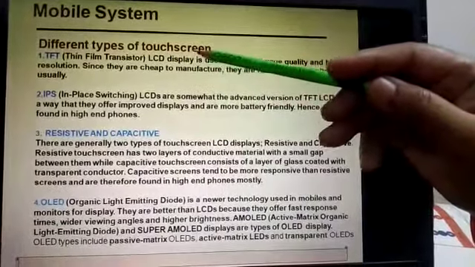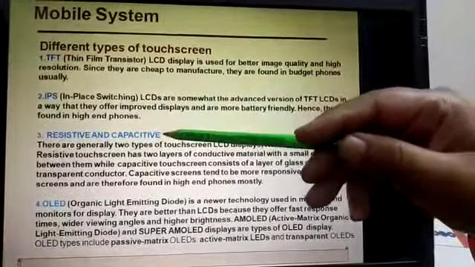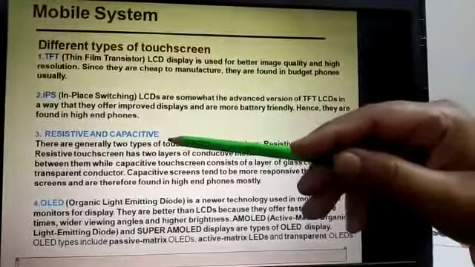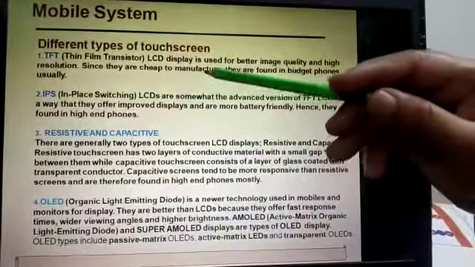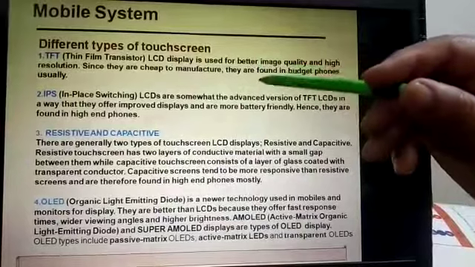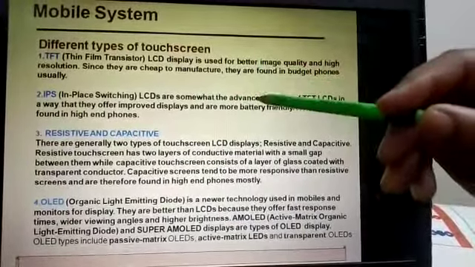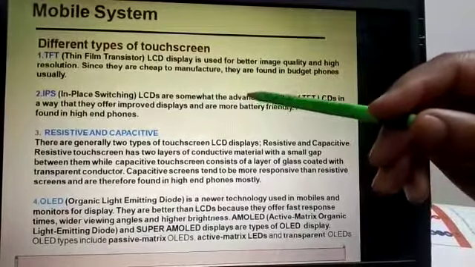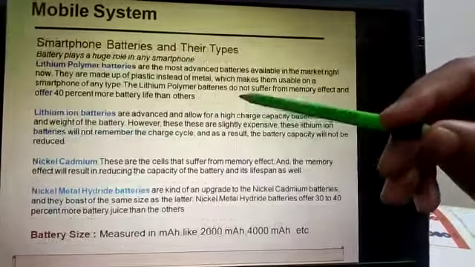What are the different types of touch screens? That is TFT, IPS, resistive and capacitive, and OLED. TFT is a display for better images. IPS, such type of display we normally see in higher quality mobile phones.